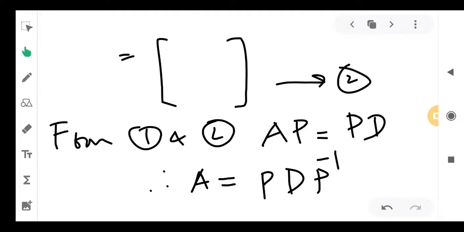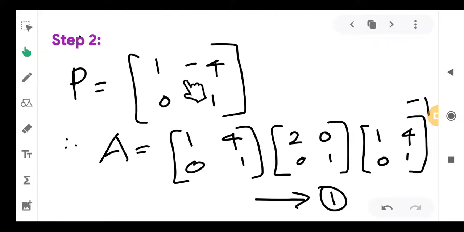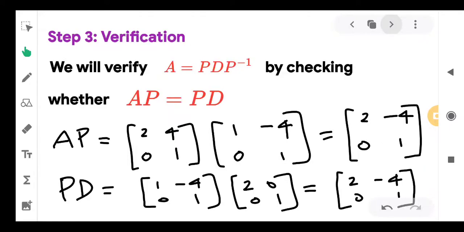So P will be 1, 0, minus 4 and 1. So you have to get A like this: 1, 0, 4, 1, times 2, 0, 0, 1, times 1, 0, minus 4, 1. So we multiply this.